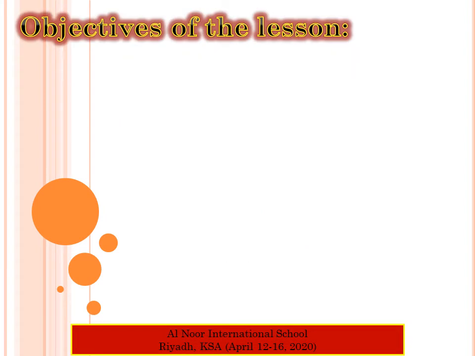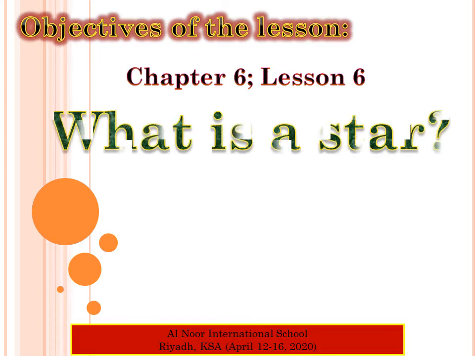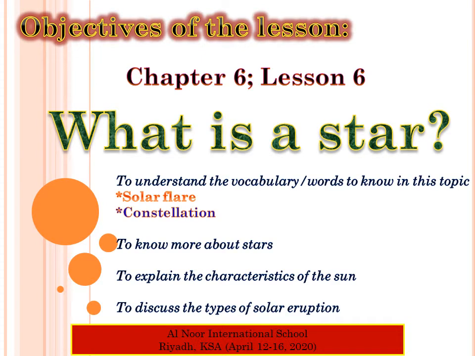The objectives of our lesson are to understand the vocabulary words solar flare and constellation; second, to know more about stars; to explain the characteristics of the sun; and lastly, to discuss the types of solar eruption.